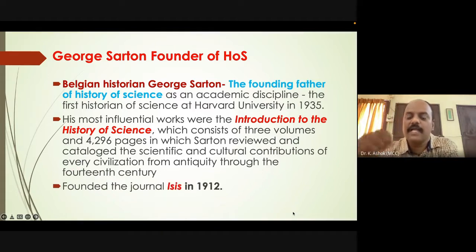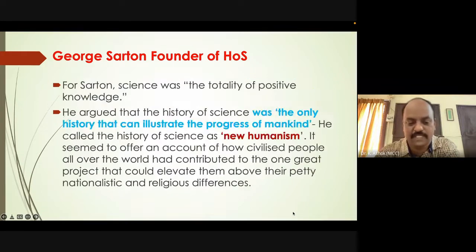George Sarton also founded a journal called Isis in the year 1912, which is a prominent journal in the field of history of science and technology. For George Sarton, science was the totality of positive knowledge. So anything positive, we call it science.